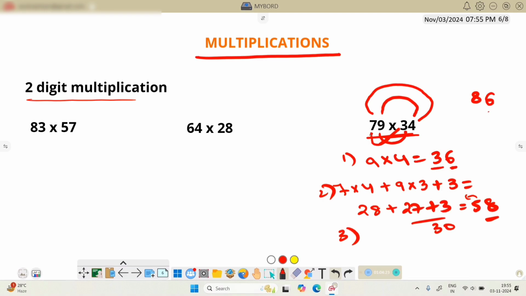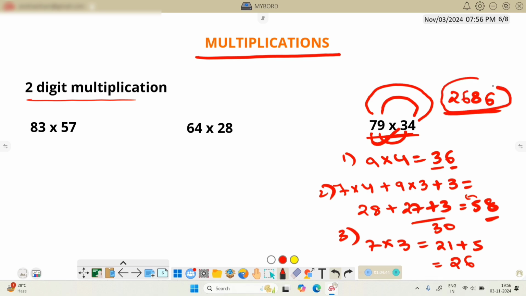So the final step is the first digits you have to multiply, 7 into 3. Okay, so 7 into 3, 21 plus the carried number 5 you have to write here, 26. So you just write the 26 here. This is your answer, 2686. So this is how you have to solve the two digit multiplication. So I'll write here clearly, you just note it down.